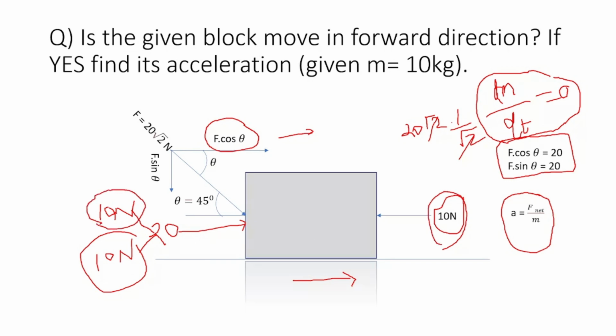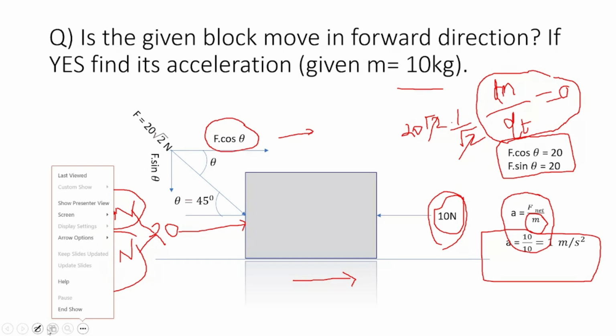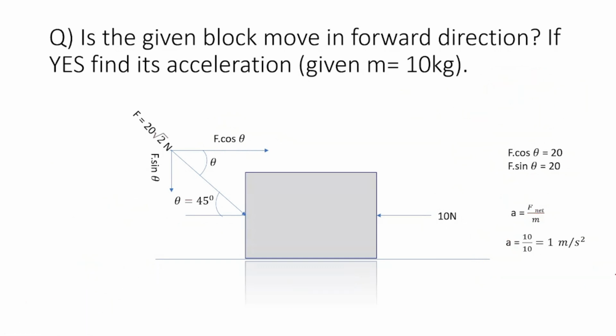So we can just say F net is equal to this 20 Newton minus 10 Newton, divided by the mass, which is also given: mass is 10 kg. That means a equals 20 minus 10 by 10, which means a is equal to 10 by 10, that is, acceleration a equals 1 meter per second square. Okay, I hope this question is easy.